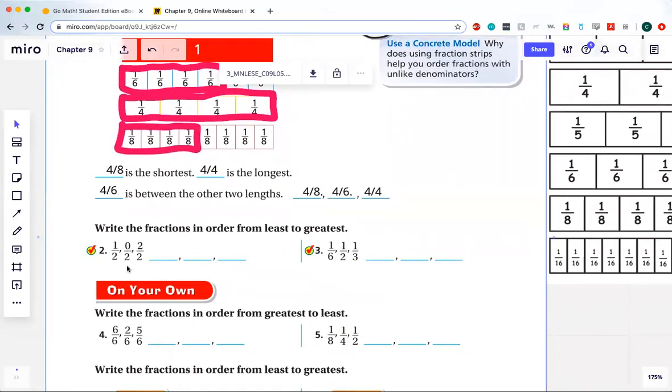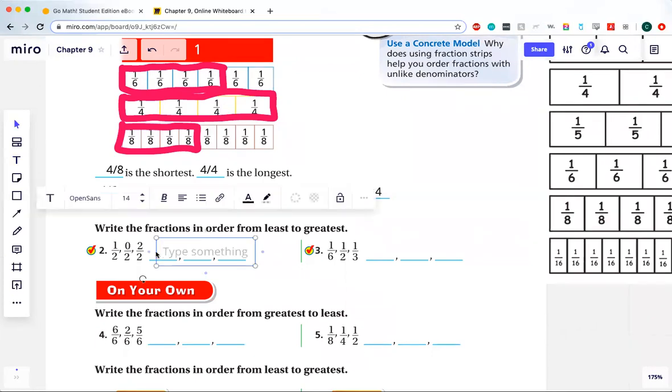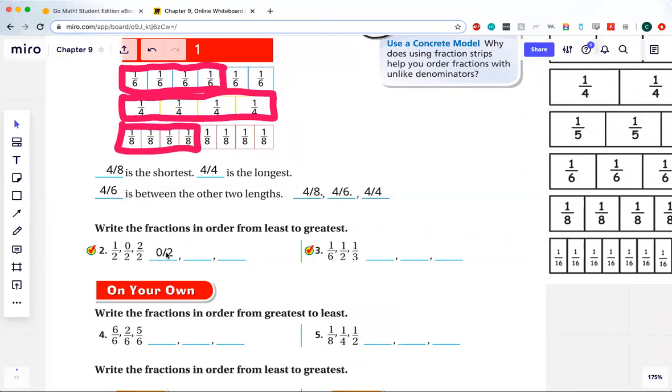Okay, now these ones, they all have the same denominator. So what do we do when they have the same denominator? All we need to do when they have the same denominator is look at the top number, our numerator, and which one is the biggest number and which one is the smallest number. So since I know that these are all going to be cut into 2 pieces, is 0 bigger or smaller than 1 or 2? It's smaller, right? So here I can write 0/2 because that's going to be our smallest one.